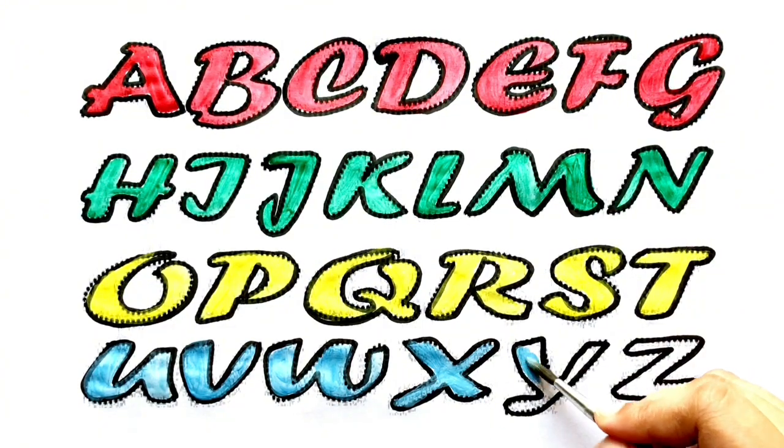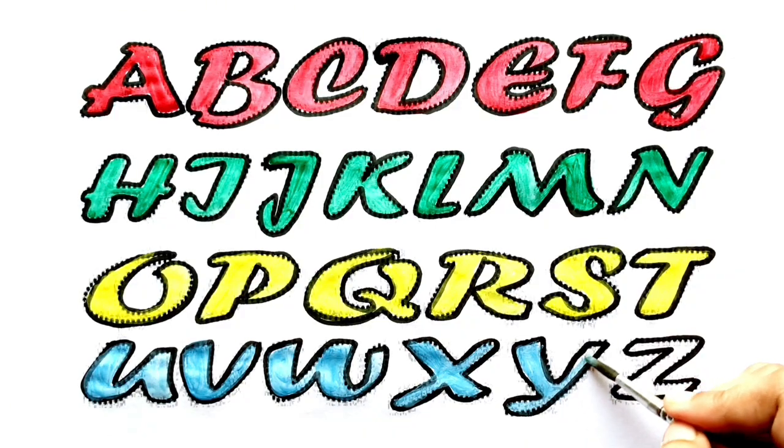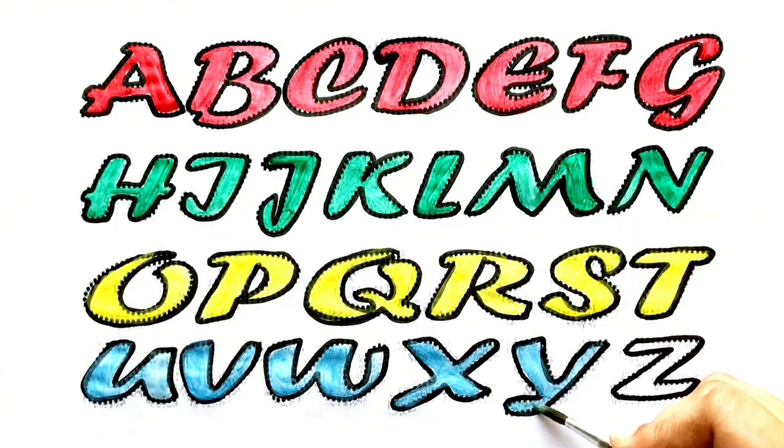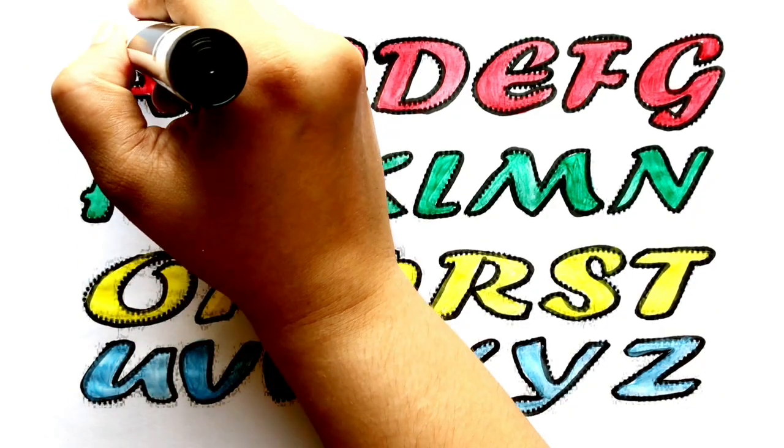Y for yogurt. A, B, C, D, E, F, G, H, I, J, K, L, M, N, O, P, Q, R, S, T, U, V, W, and Z for zebra. Y and Z. Now I know my ABCs. Next time, won't you sing with me?